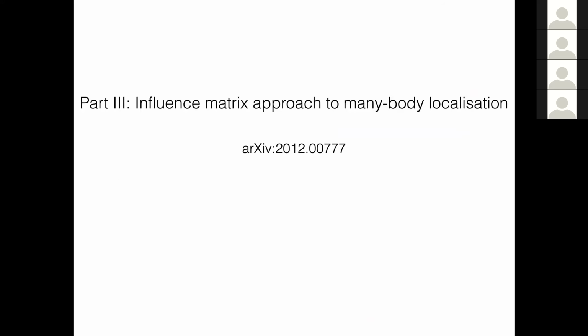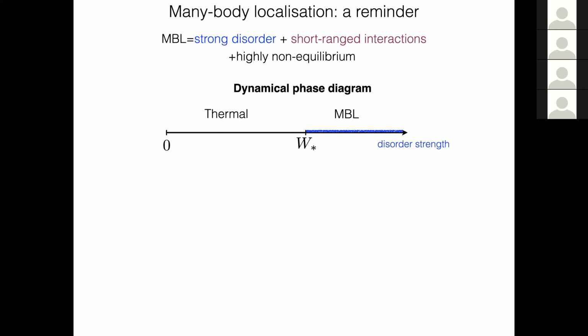And with that, let me jump to the third part of the talk, which is the influence matrix approach to many-body localization. This has certain connections with what John was talking about, although they consider the spectral form factor, while we are interested in correlation functions, right? So our transfer matrix is different from theirs.